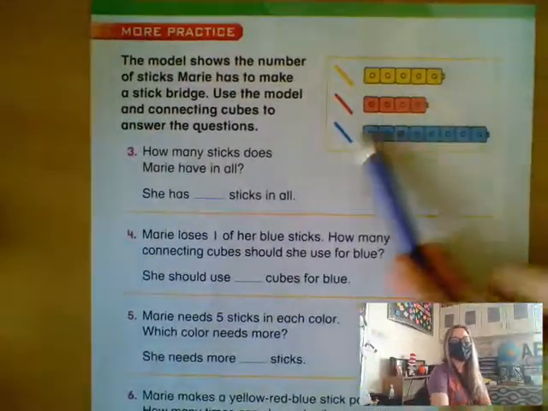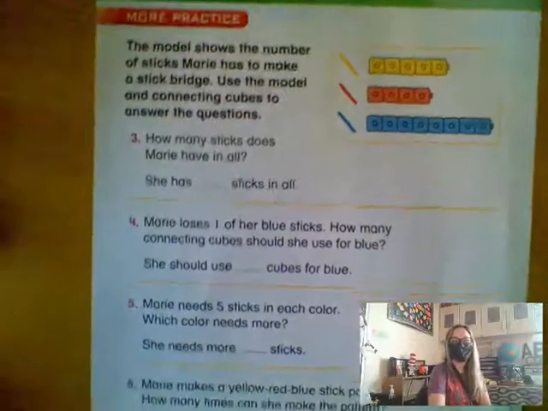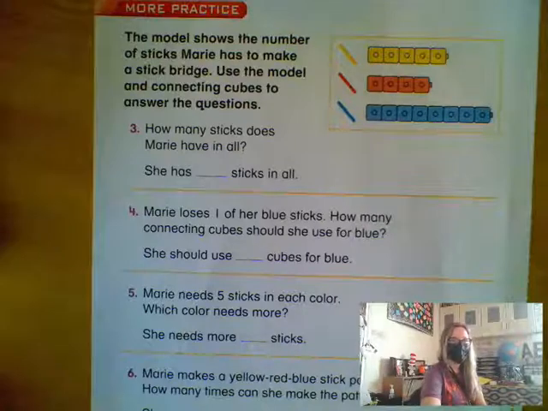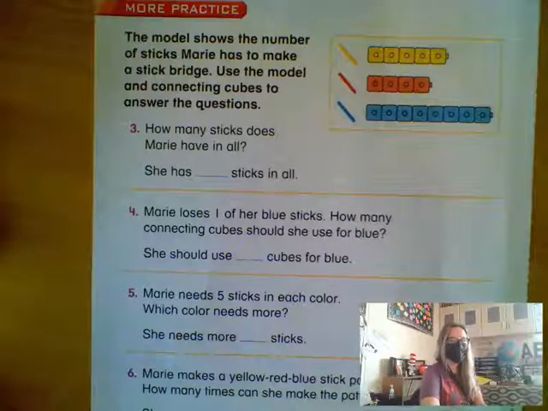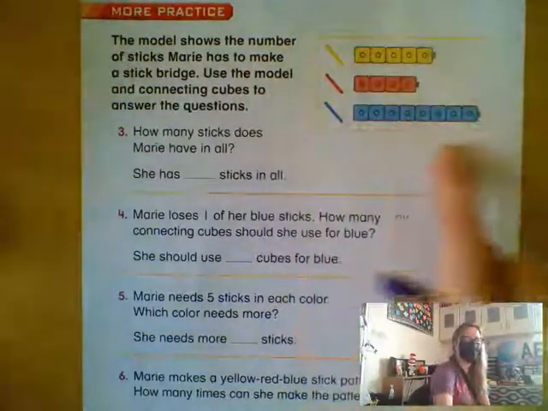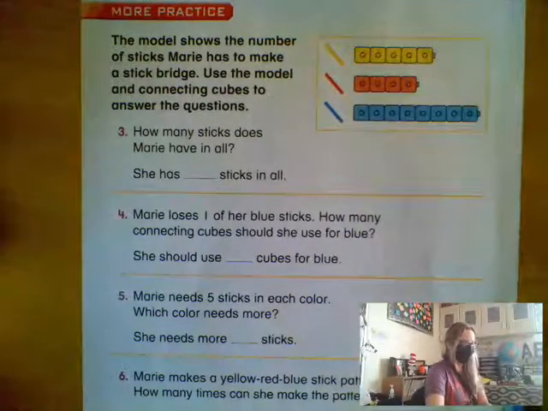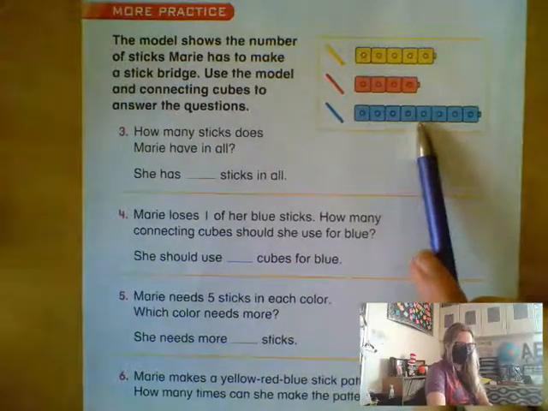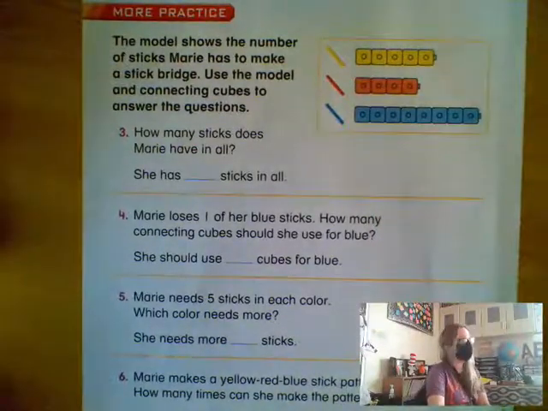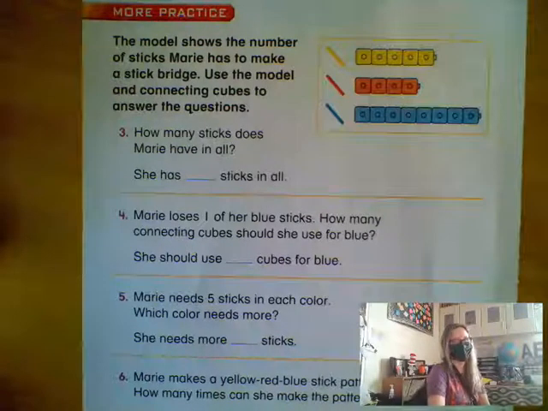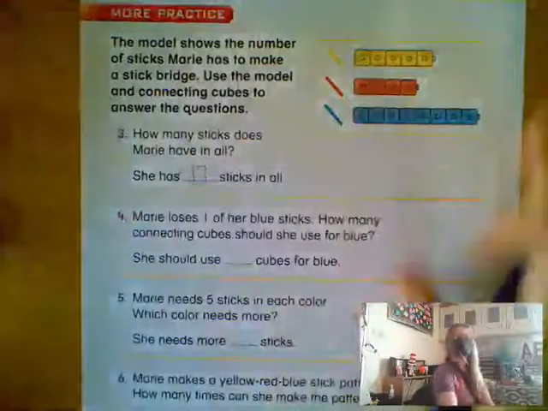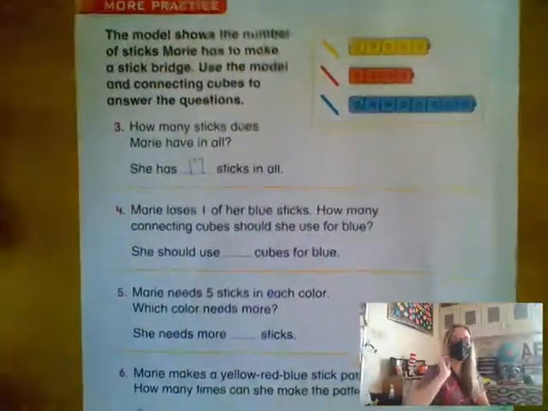Now it says this model shows the number of sticks that Marie had to make a stick bridge. We're going to use the model and connecting cubes to answer the question. How many sticks does Marie have in all? So Ava June, these are all of her sticks. How many does she have all together? Should be 17. Good job. You should all be counting while she is too. So she has 17 sticks in all.